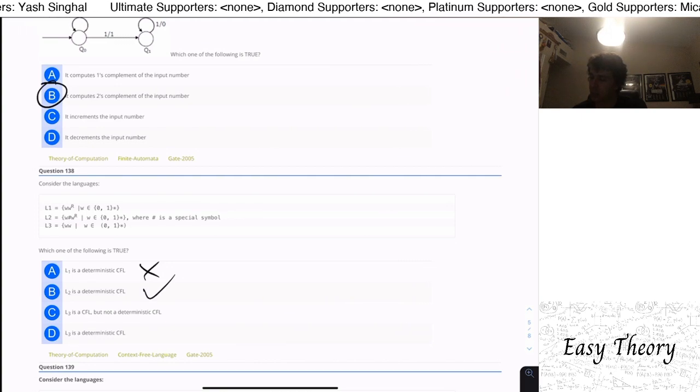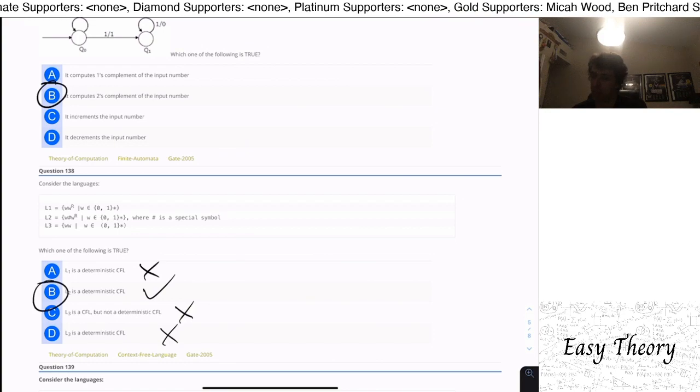L1 is deterministic, no. CFL, no. L2 is deterministic, CFL, yes. L3 is a CFL, nope. It's not even a CFL. L3 is not even a CFL, so B is the answer. Let's just be sure. Yep.